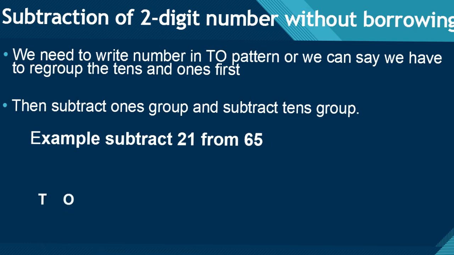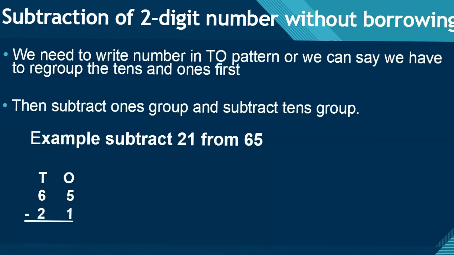Step number 1 is we have to write the number in TO pattern. T stands for tens, O stands for ones. In 65, 65 is the bigger number that we need to write first. In 65, 5 is in the position of ones, so we will write 5 below the O, and 6 is in the position of tens, so we will write 6 below the T. So we got 65 in TO pattern. Similarly, in 21, 1 is in the position of ones and 2 in the position of tens.